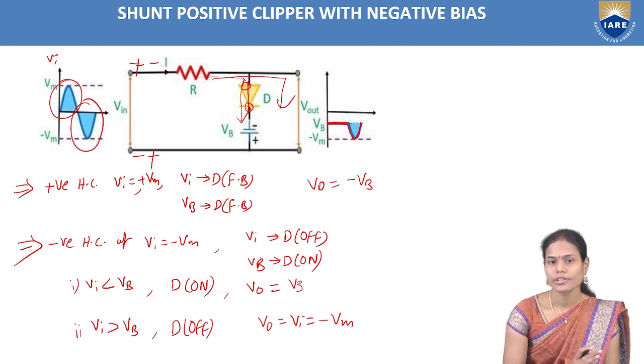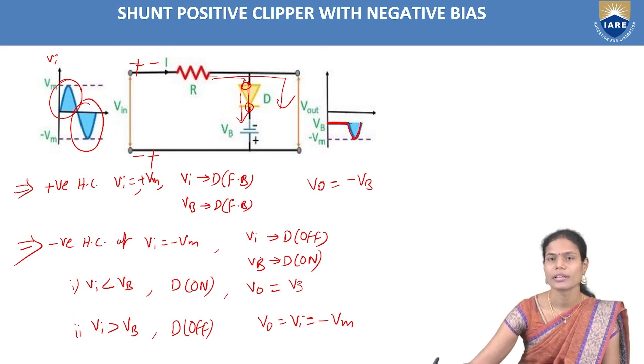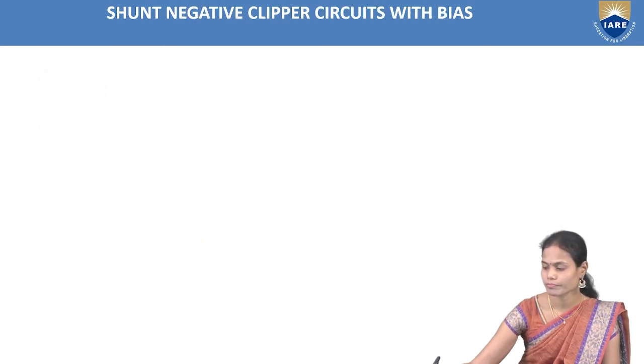Above the battery level, it is keeping the signal. Below that level, the total signal is clipping off. So this is the operation of the shunt positive clipper with negative bias.